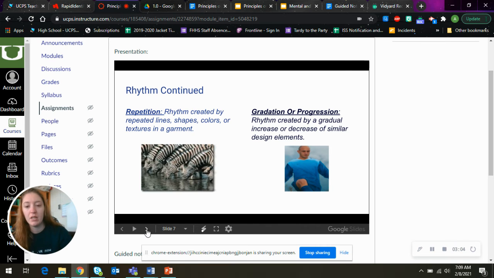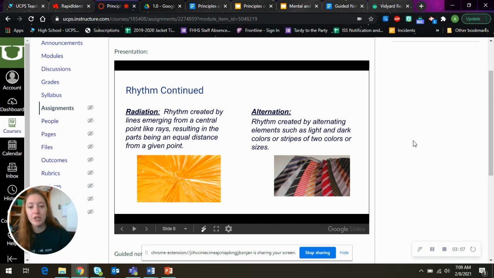Okay. And then radiation is a type of rhythm that has a central point and everything comes out from that. So like the sun has rays. I think of it as you get radiation from the sun. So if it looks like a sun, it's radiation.